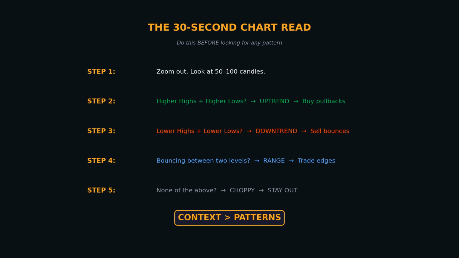Because a bullish pattern in an uptrend pullback is a high probability trade. The same pattern in a downtrend bounce is a low probability trade. Same shape, different structure, different outcome. This is what separates the 90% who lose from the 10% who win. Context.